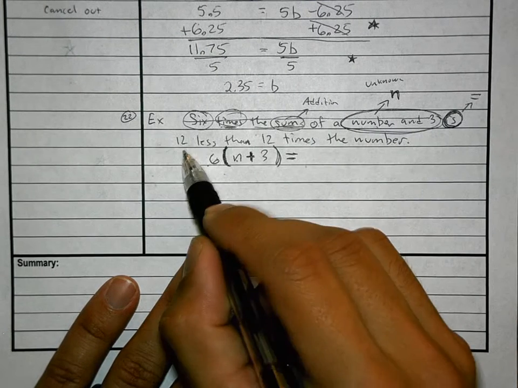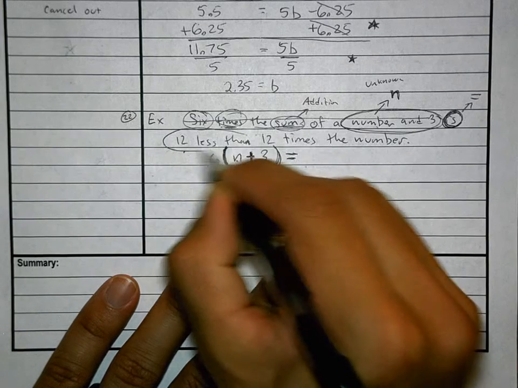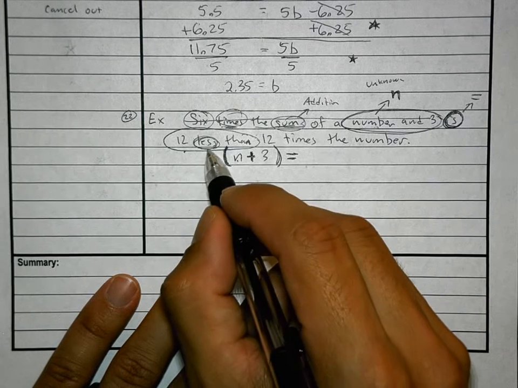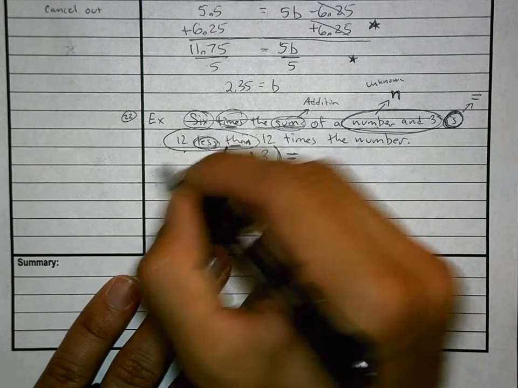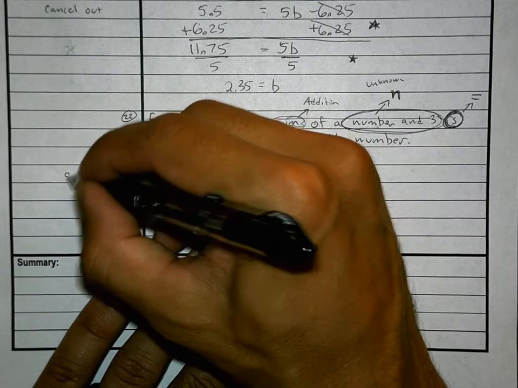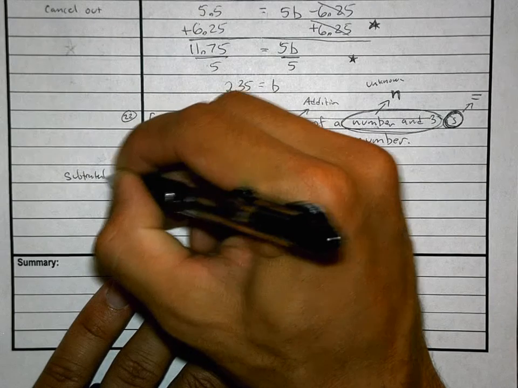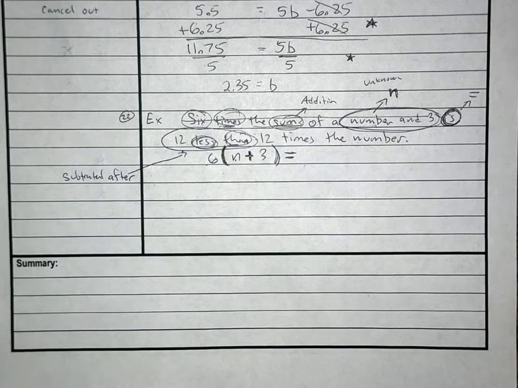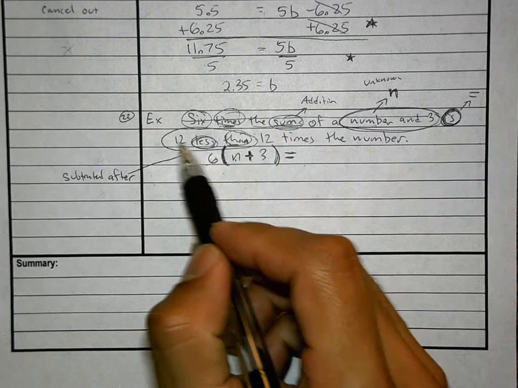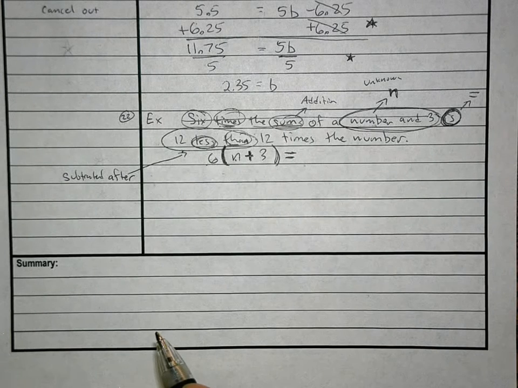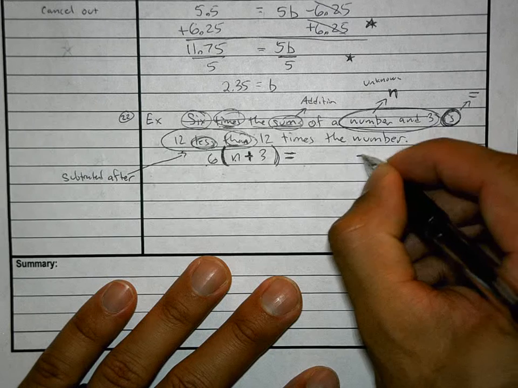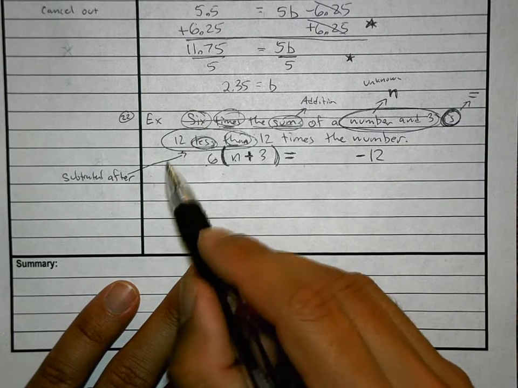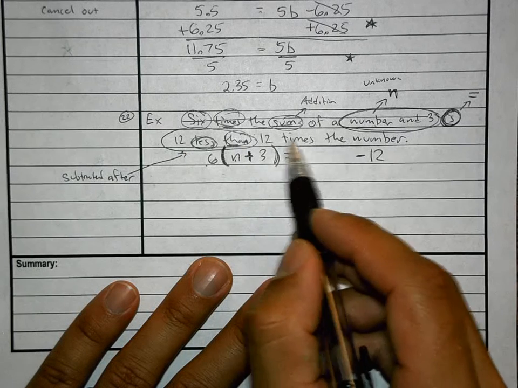12 less than. Now I'm going to circle all that. I hope you know what less than means, or 12 less than. When you see less than, I'm going to put an arrow to it, means subtracted after. When you see the word than, it's going to mean after. 12 subtracted after. That's telling you you're going to have to subtract 12 from something first. 12 less than 12 times the number.